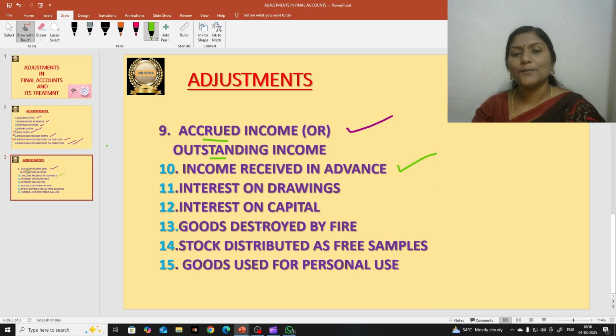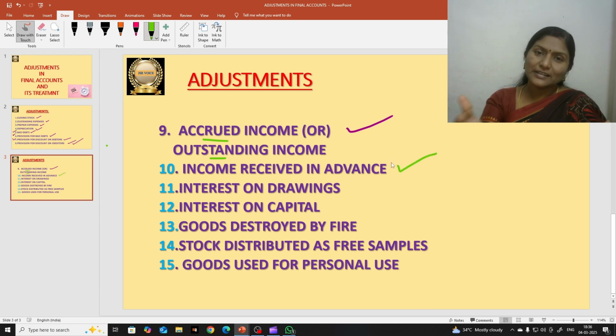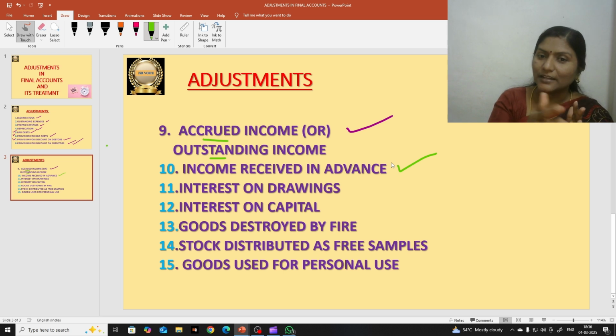Next one is income received in advance. Whenever income received in advance is given, you should deduct from the relevant income. Where do we write incomes? In the profit and loss account credit side. You go to that profit and loss account credit side and deduct from the relevant income. Suppose our income name is commission. You go to the profit and loss account credit side, you see commission there, and under that you write minus commission received in advance. You deduct that and put the remaining amount in the amount column. That is the treatment for the first time.